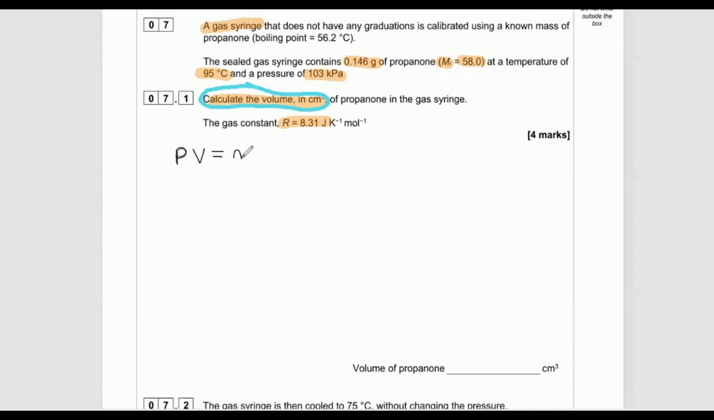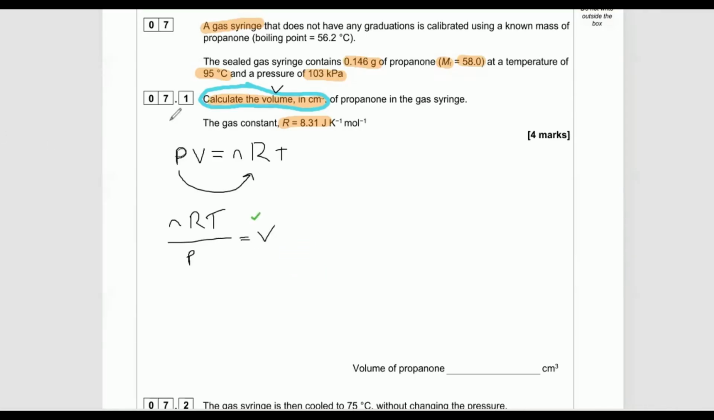You need PV equals nRT. Now, we want to find the volume, the V here. And you should recognize if we want to find V, we've got to rearrange. So I need to bring the pressure under nRT, divide both sides by pressure, and that will leave the V on its little lonesome over here. Okay, so we need nRT over P.